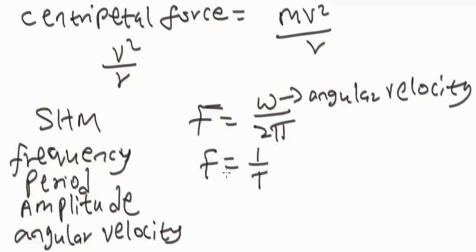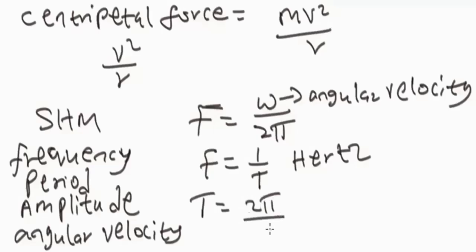Period is the time. Frequency is measured in hertz, so that's the unit of frequency in physics. Now let's look at period, which is T, the time. Period is the time taken for a body undergoing simple harmonic motion to complete one oscillation, and is calculated using 2 pi over w, or you can say it is the inverse of frequency. That's period equals the inverse of frequency.